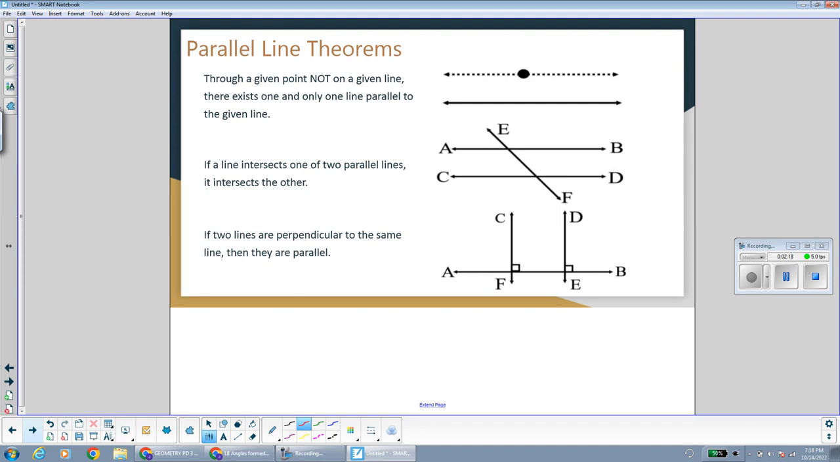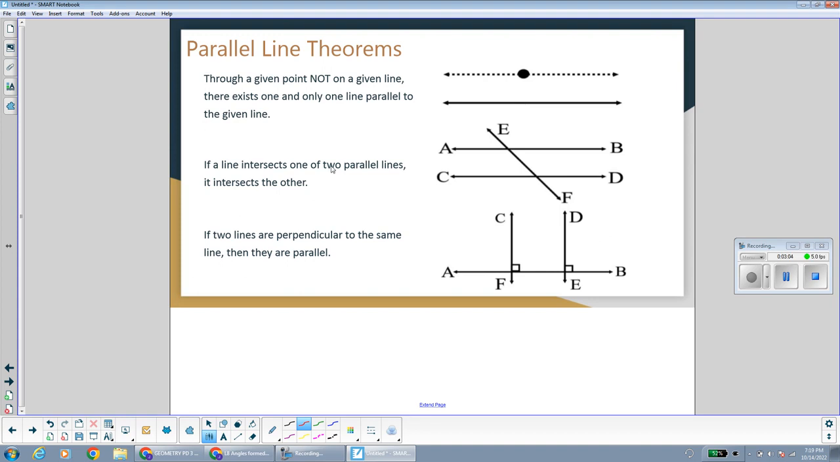Here are our parallel line theorems. The first one that we have is if we have a point and a line, we can only draw one line that is parallel to the given line that also passes through the given point. So basically, over here, we're starting with a line and a point. And if we wanted to draw a line that was parallel to this line and also passes through this point, the only one we would be able to draw is this one that's dotted over here. This would be the only line through this point that is parallel to this line.